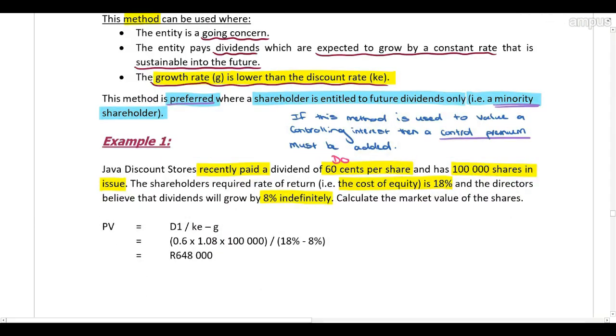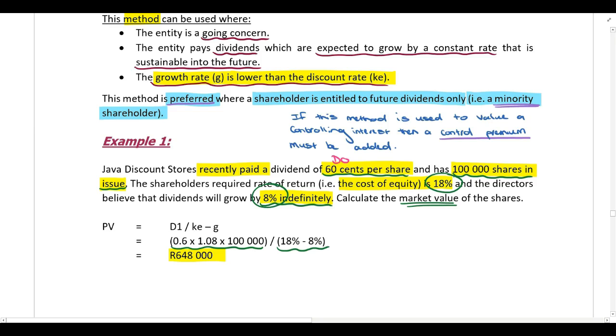So if we want to calculate the present value, we need our future estimated dividend, or D1. So we take the dividend now and we need to increase that by 8% to get D1. And I'm performing the calculation in total so that I can get the total market value of the shares. I don't just want the value per share, so I'm multiplying that by the 100,000 shares that the company has in issue. We then divide by our cost of equity less growth in perpetuity, and that gives me a market value of 648,000 Rand.